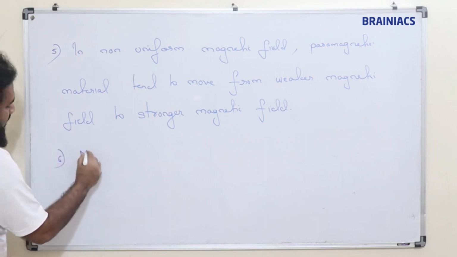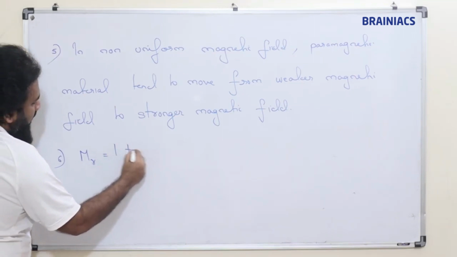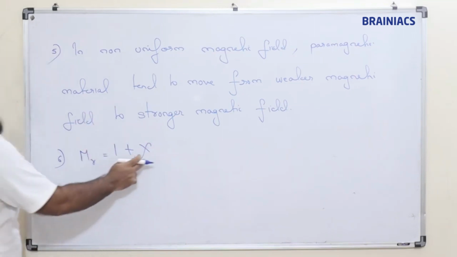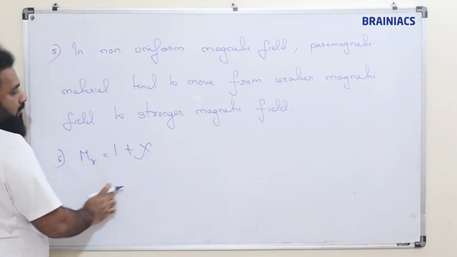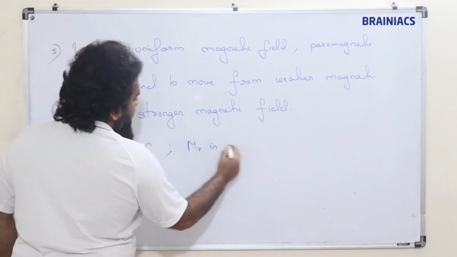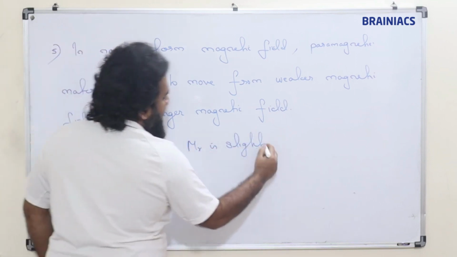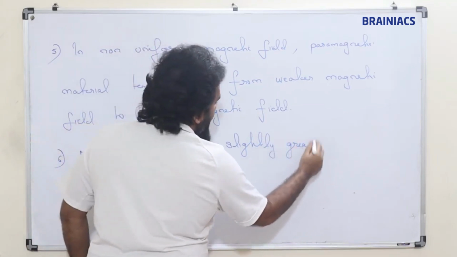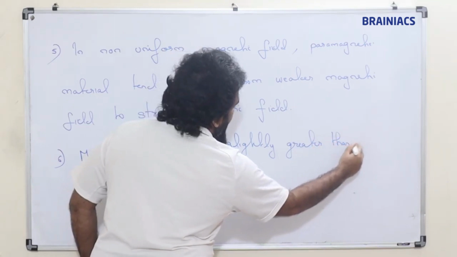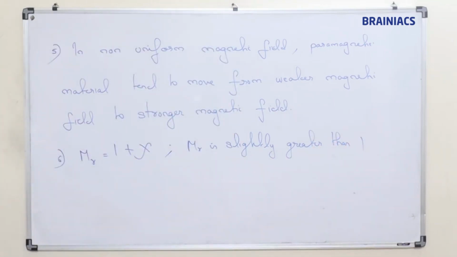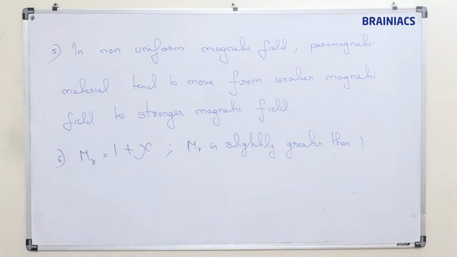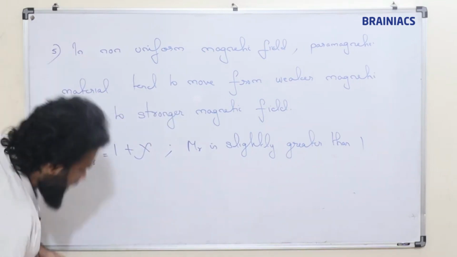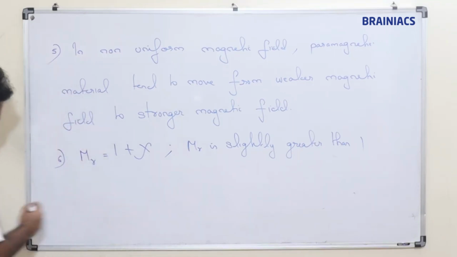Another point is relative permeability is 1 plus zeta. And this zeta is positive and a small value. So mu r is slightly greater than 1. Mu r is slightly greater than 1. Clear? Next point, I will write here.